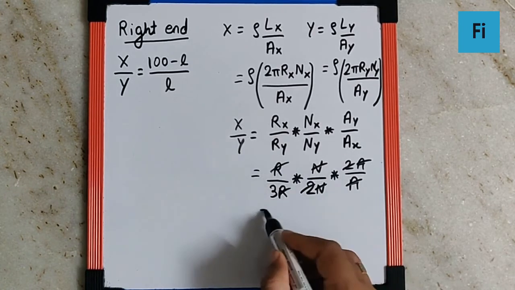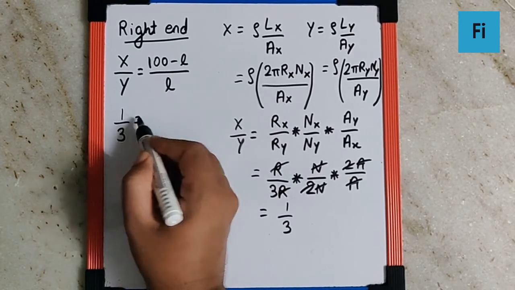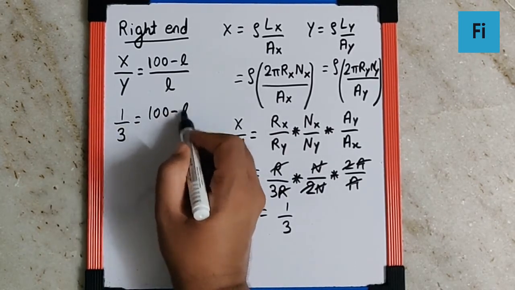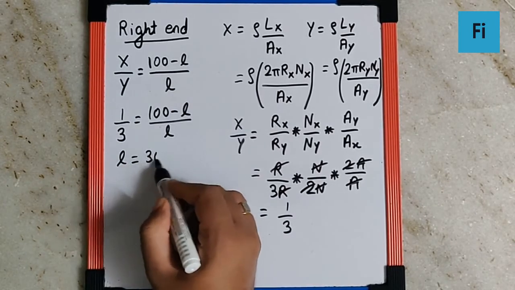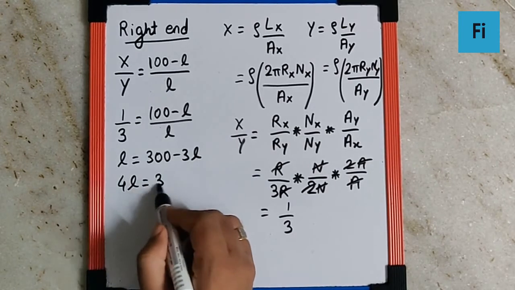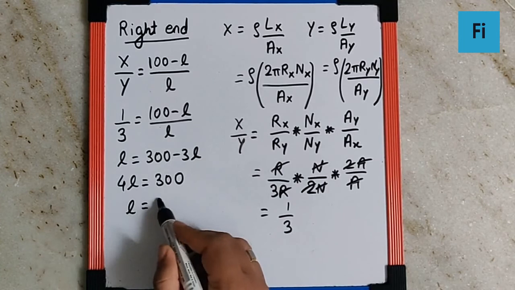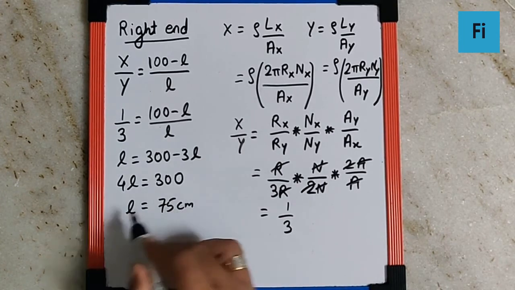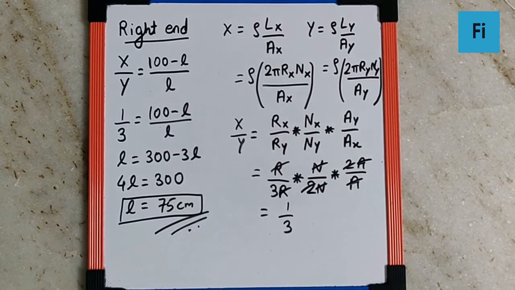So now if we substitute this 1 by 3 over here, we get 1 by 3 is equal to 100 minus L by L. That gives L is equal to 300 minus 3L. That is 4L is equal to 300. And so L will be equal to 75 centimeter. So 75 centimeter will be the balancing length measured from the right end.